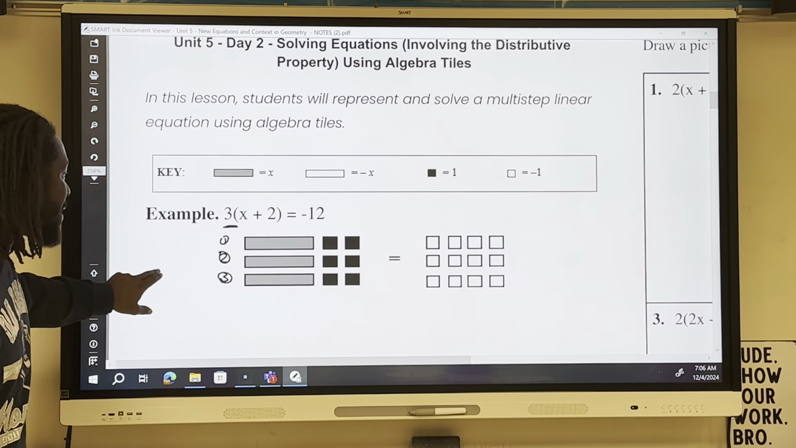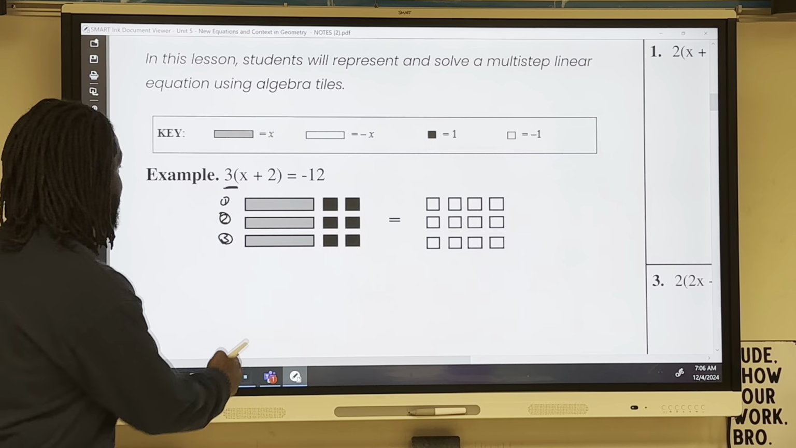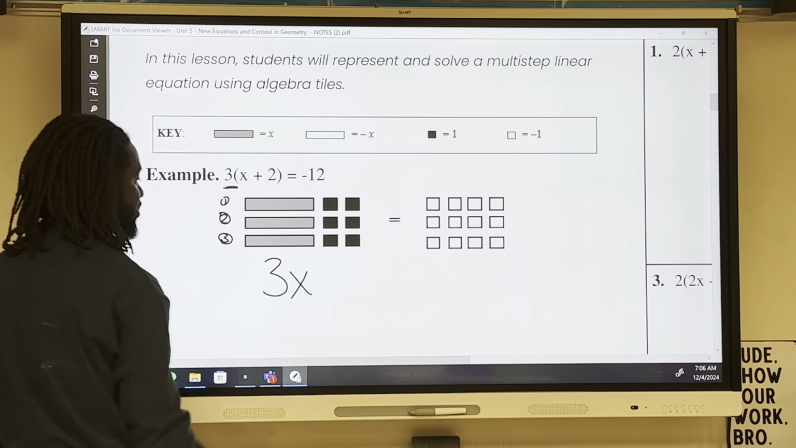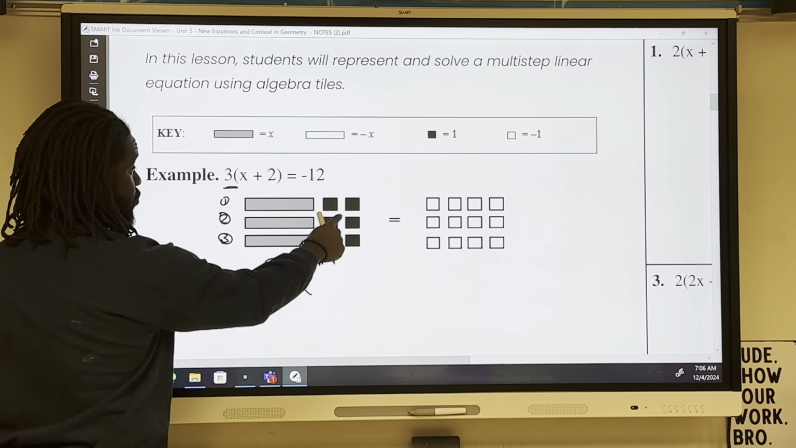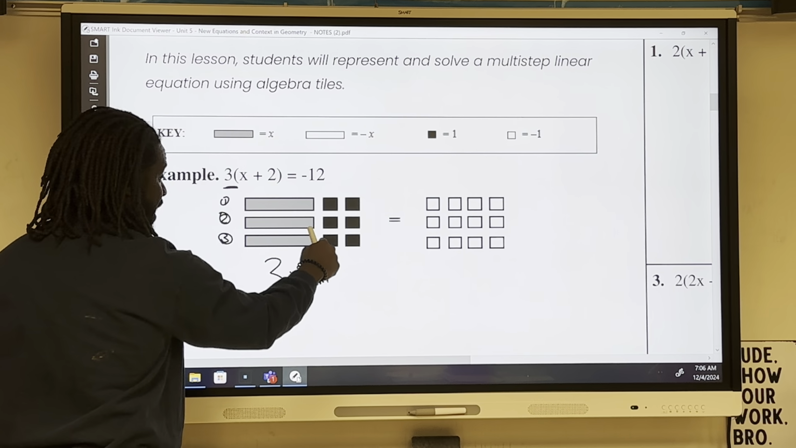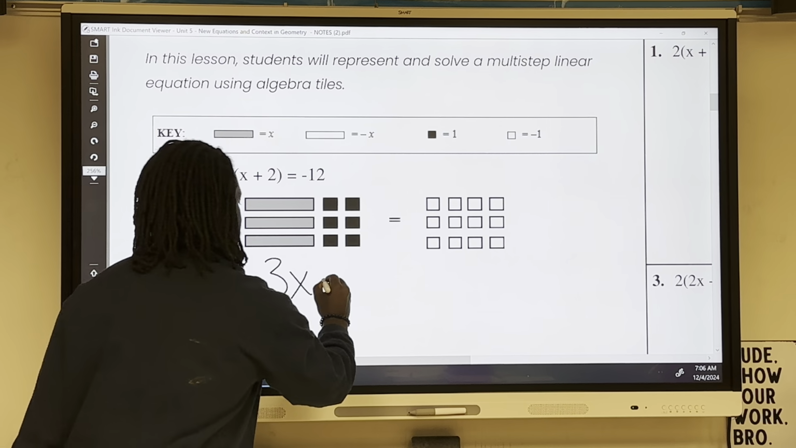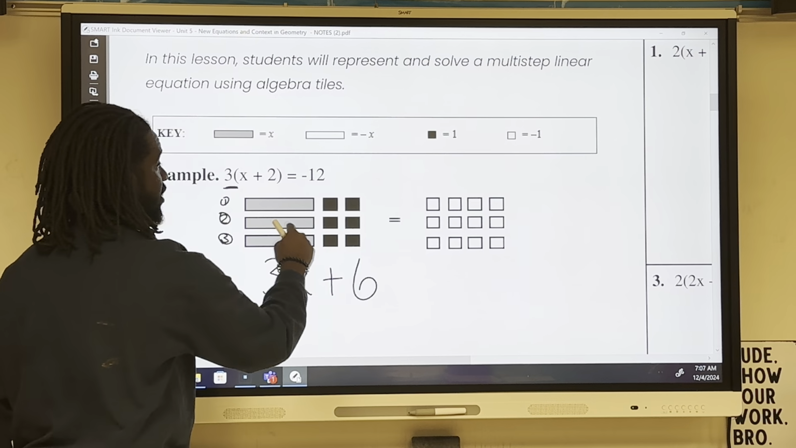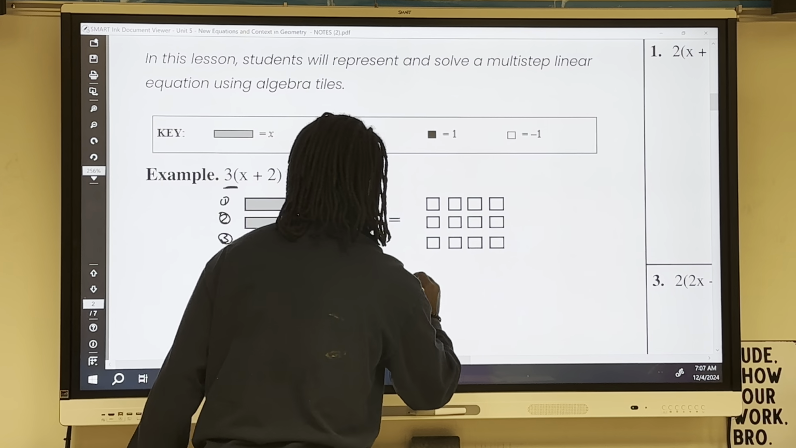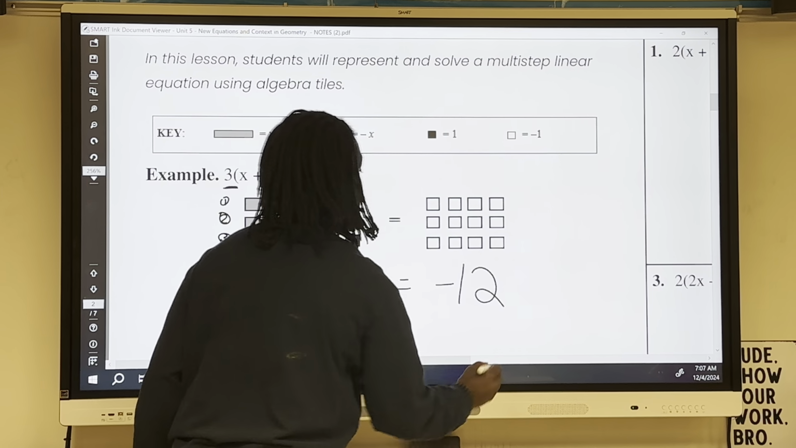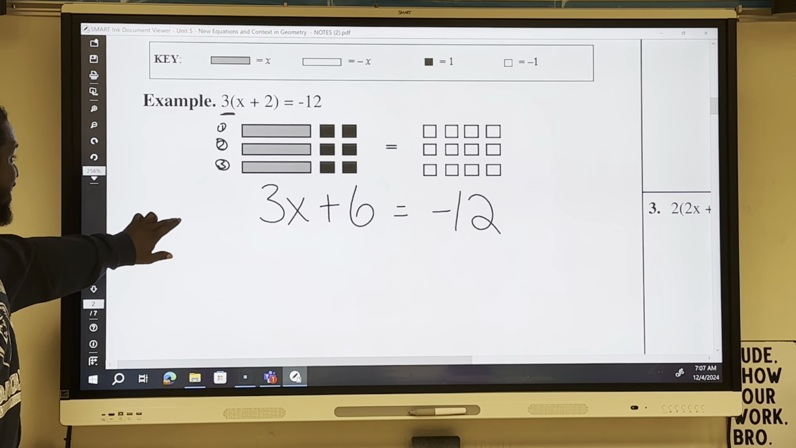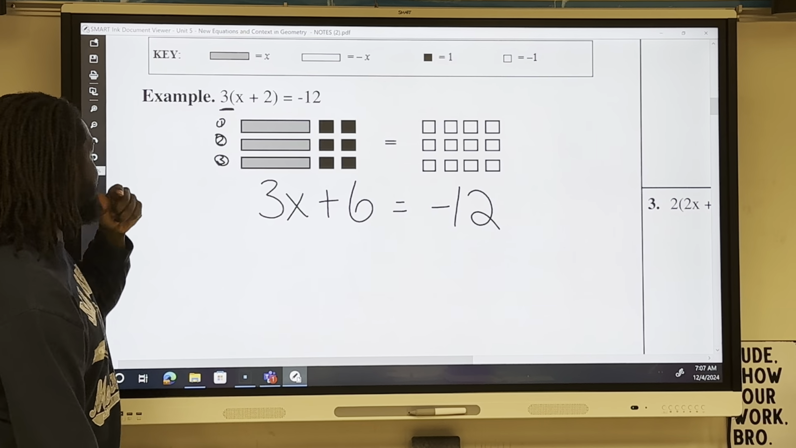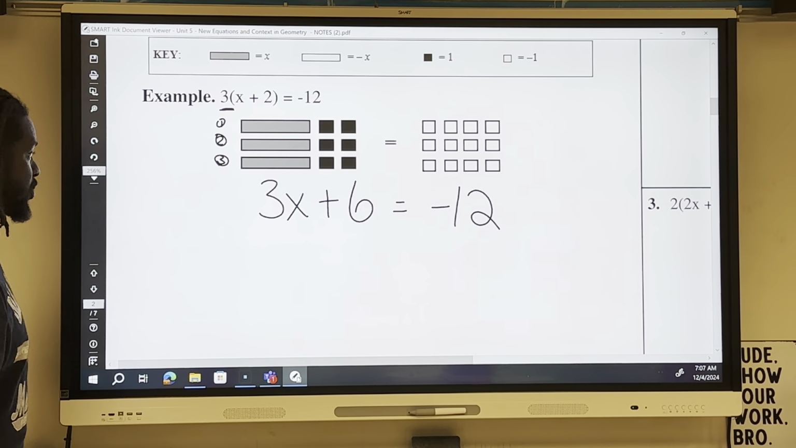And then when I model that, it is really easy to see that I have 3 x's, and then I have positive 2, positive 2, positive 2, so that gives me positive 6. I add that up, and then these are all negative, and I have negative 12. And so this is the equation shown by this picture when I distribute.